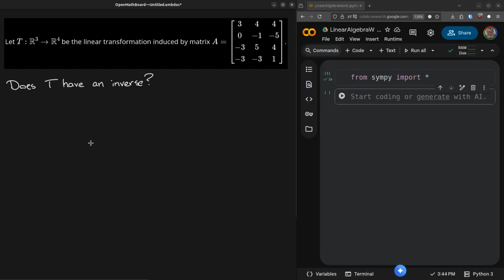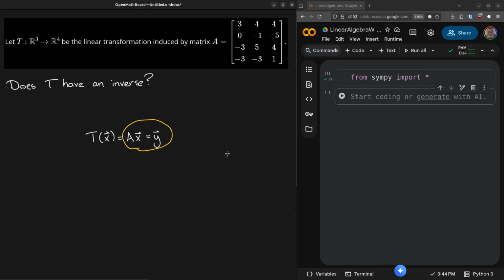So to do this, we need to know if T of x, which equals Ax, if this function is 1-to-1, if it is onto. So what we want to know is, is there some vector y in the codomain so that this linear equation would have infinitely many solutions? If so, then the transformation is not 1-to-1. If there's any situation where you will have infinitely many solutions, then it's not 1-to-1.